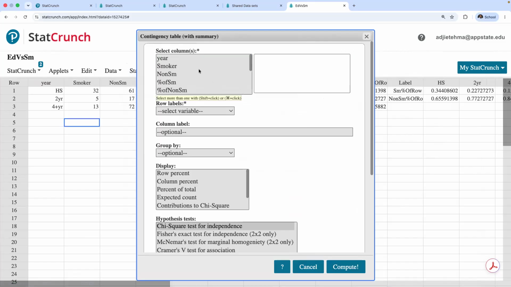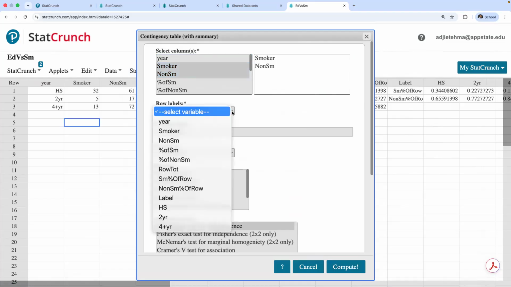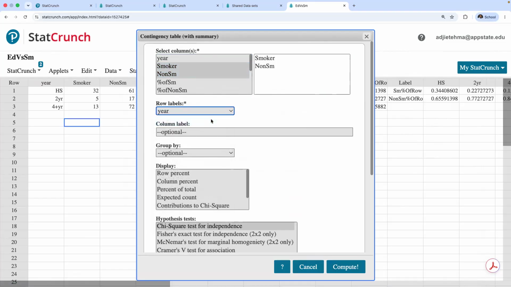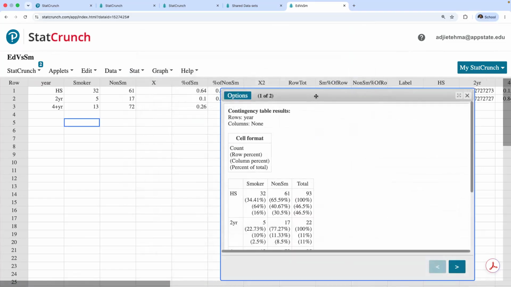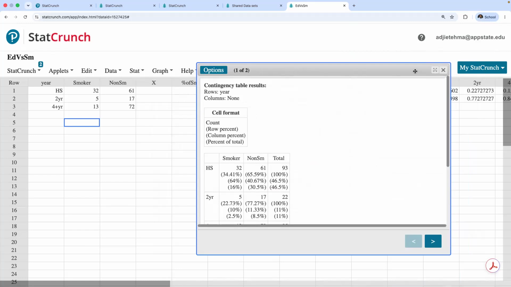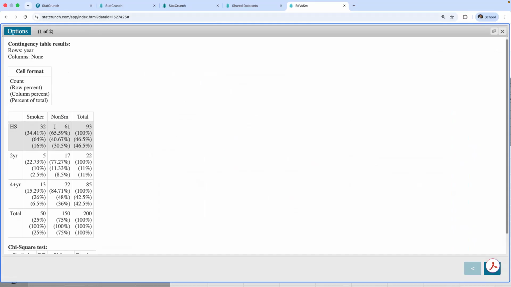Same thing, select the columns, smoker, non-smoker. And what is the row? Year. What do we want to display? We want to display row percent, column percent, and percent of the total. And then we can click here. You see? It does it for us nicely here. Is that okay? So this is the row percent, column percent, and percent of the total.